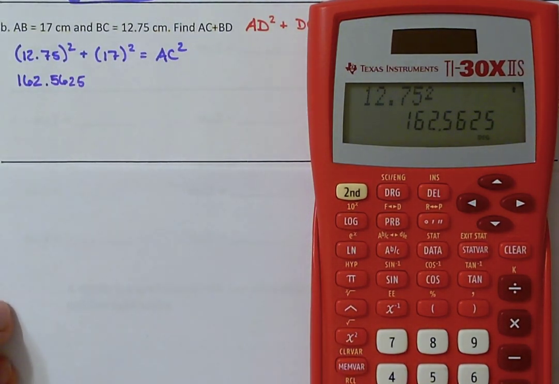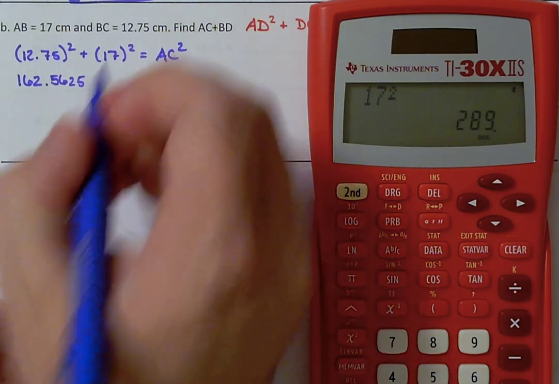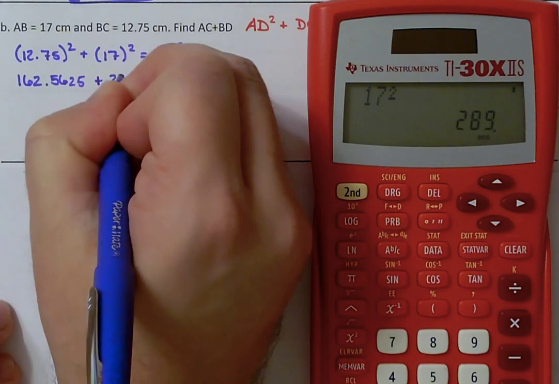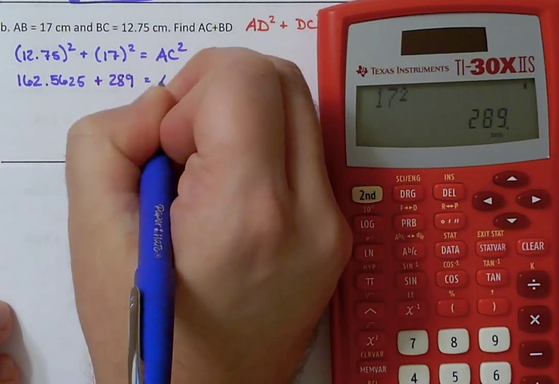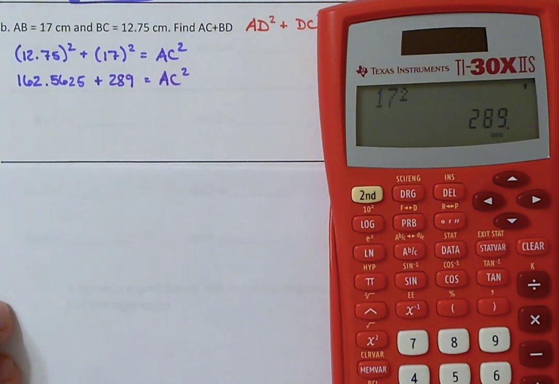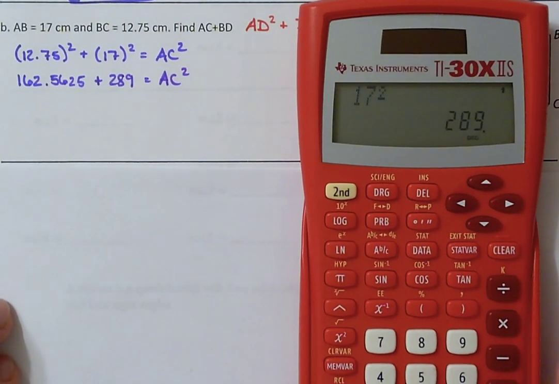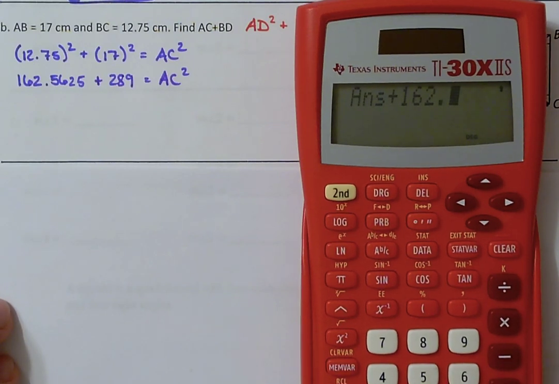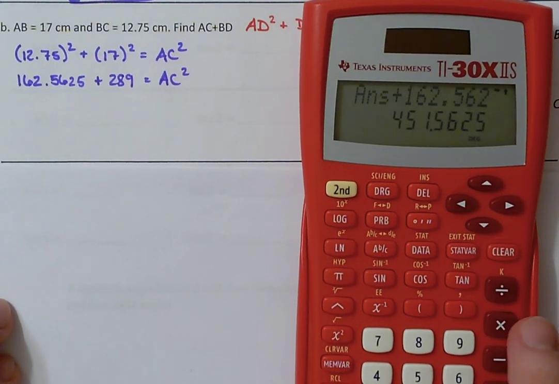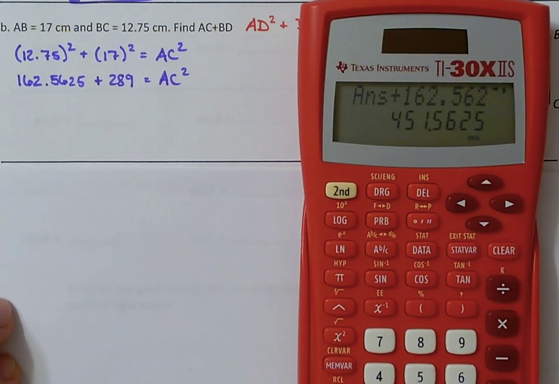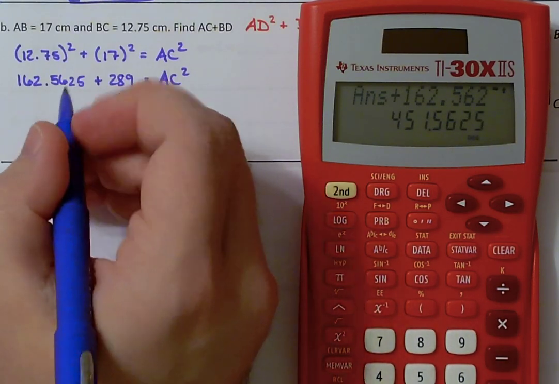Then if we do 17 squared, we're going to end up with 289. That's going to be plus 289, and that equals AC squared. All right, so next we're going to do 289 plus 162.5625, and we are going to end up with 451.5625. I know the decimal is fun, but we need to keep it.